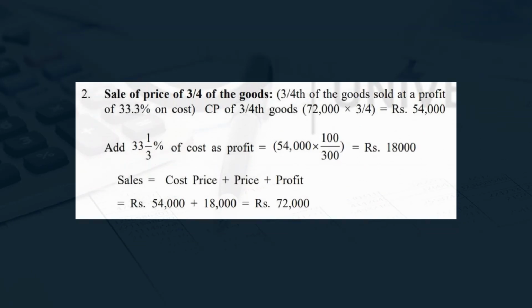Again, check it. 3/4 of the goods were sold at 33.33% profit on cost. So 3/4 of this 72,000 means 54,000. So 54,000 cost of goods were sold at a profit of 33.33%, 1/3. It means 18,000. So 54,000 plus 18,000 is 72,000. Yes. By Prakash sales, 72,000.